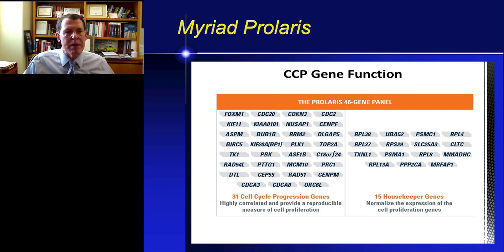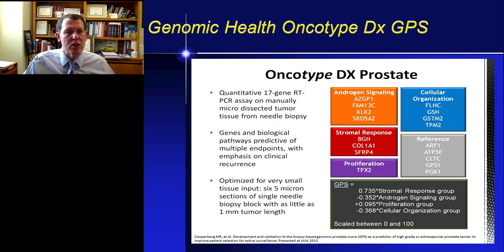The Oncotype is based on 17 genes. These are spread out in various cellular pathways, and of the 17 genes, 12 are active, and 5 of these genes are considered housekeeping genes.